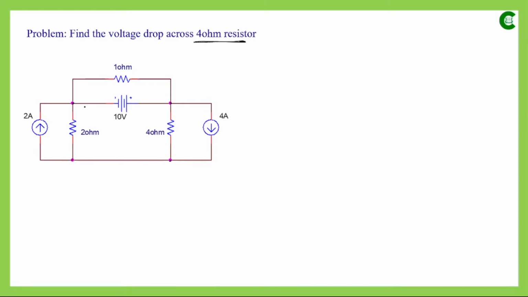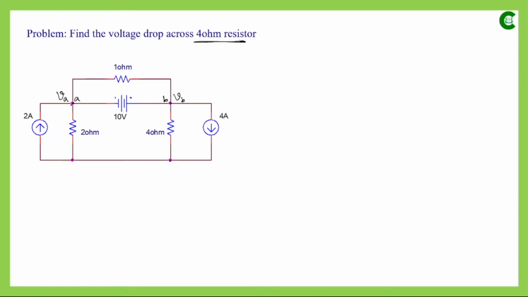Now if we want to apply node analysis, what we have to do is at each principal node we will assign a potential or voltage value. Suppose this node is A, so this will be VA, and suppose this node is B, so the potential of this node will be assumed as VB.